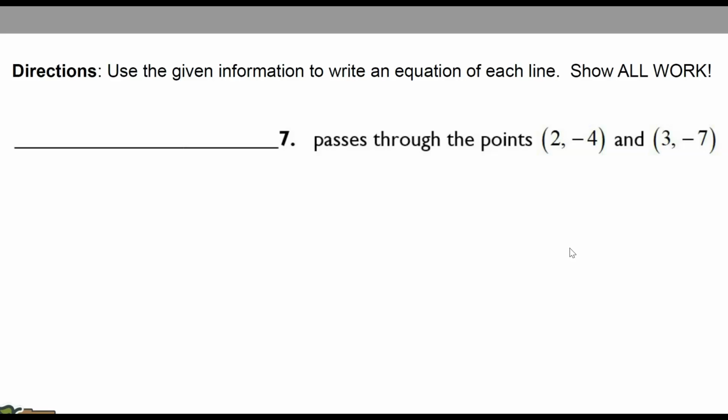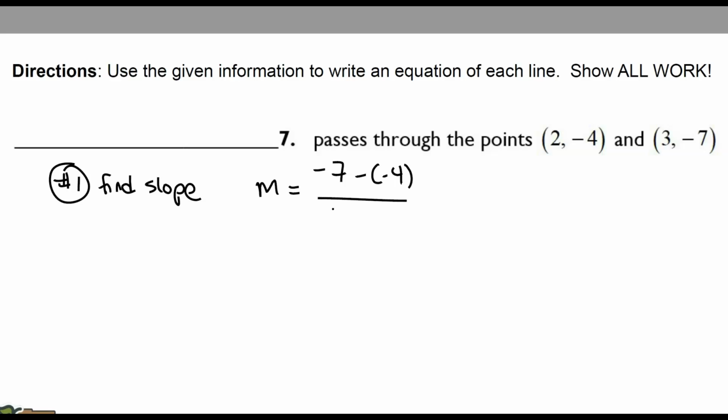Writing the equation of a line passing through 2 points, of course, this time we don't know the slope. So step 1 is finding slope. Need that slope formula. Change in y over change in x. So we're going to do the y-coordinates subtracted, being very careful with our negatives. And then we're going to subtract our x-coordinates in the same order. Negative 7 minus negative 4 is negative 3. 3 minus 2 is 1, so our slope is going to be negative 3.